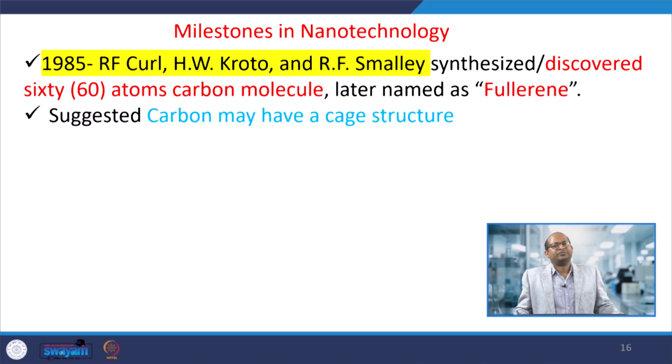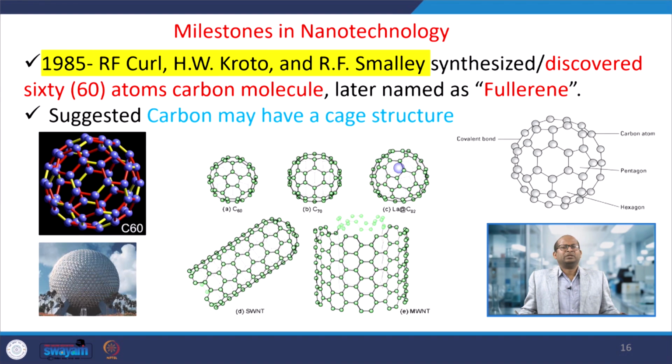level. Later, in 1985, Kroto, Curl and R.E. Smalley synthesized and discovered the 60-atom carbon molecule called fullerene, a carbon molecule with a cage-like structure. This type of structure or material is called fullerene. So we can see that this type of bulky, cage-like material was developed and detected at that time.